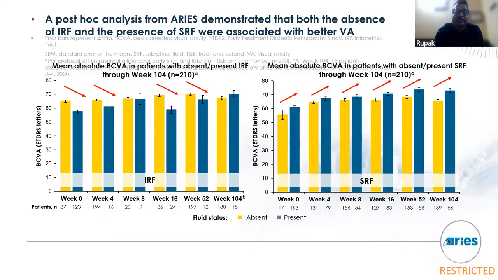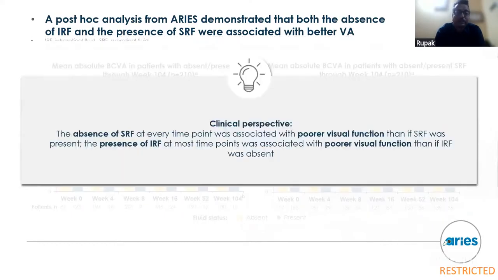ARIES is another study which demonstrated that both the absence of IRF and the presence of SRF were associated with better visual acuity. The absence of SRF at every time point was associated with poorer visual function than if SRF was present, and the presence of IRF at most time points was associated with poorer visual function than if IRF was absent. So again, SRF nourishes the photoreceptors, so a little bit of it is not bad. IRF damages the photoreceptors and the Müller cells of the retina, so it should be taken out as soon as possible.